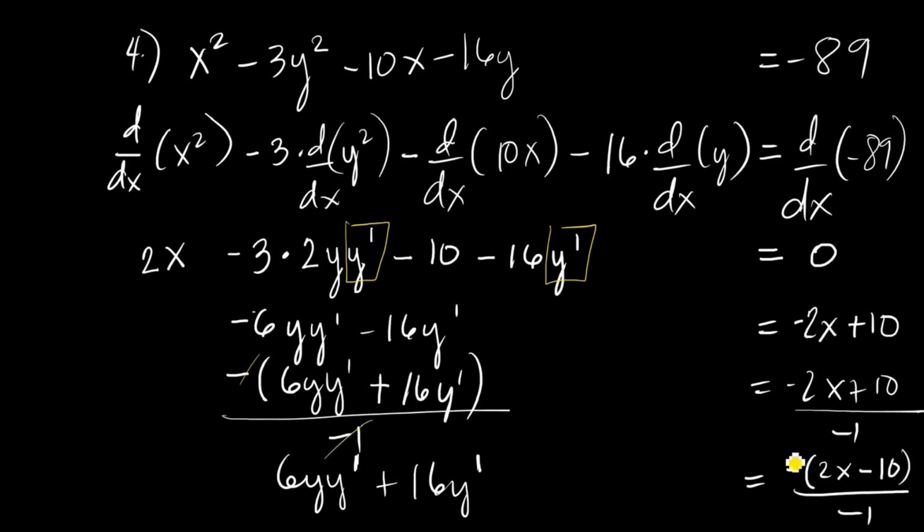Then you cancel. Again, the shortcut that you can do here is you just switch the two sides, you transpose, so that there is no need to do this cancellation because it's very long. So what we have here is 2x minus 10 on the right side. Then on the left side, we do have 6y prime plus 16y prime. Next.